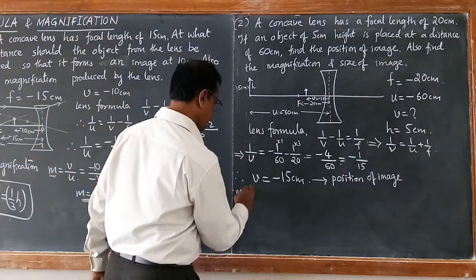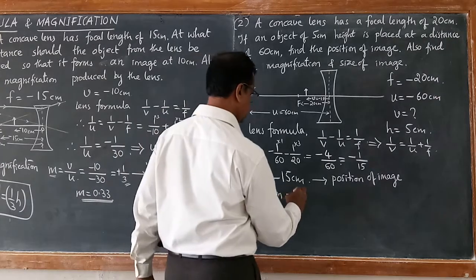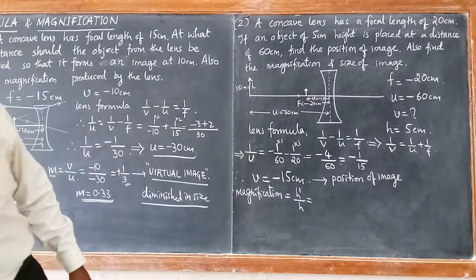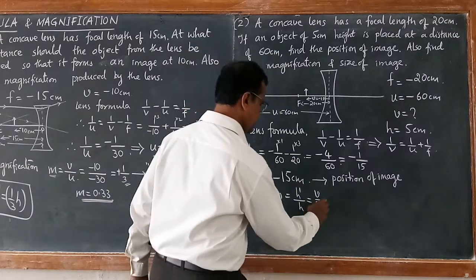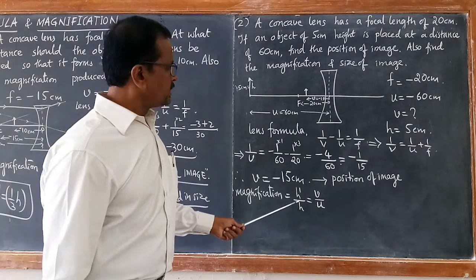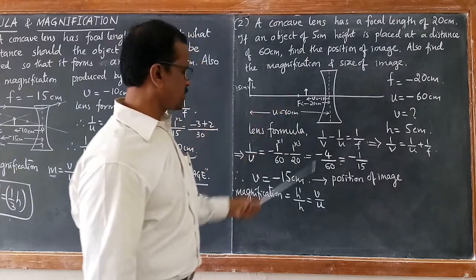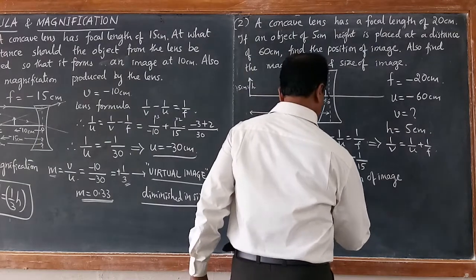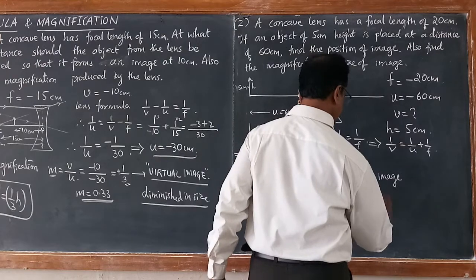So magnification, again write it. We know that it is written as h dash by h is equal to v by u. We have derived this already. h dash by h is equal to v by u. So h is given. The height of the object is given. You are asked to find out the height of the image. Therefore, h dash, height of the image, is equal to h into v by u.